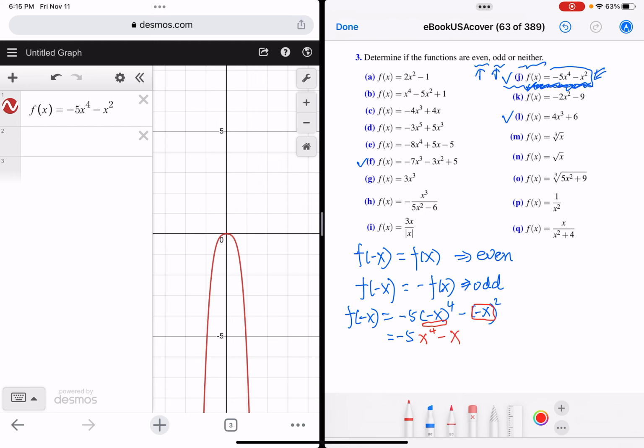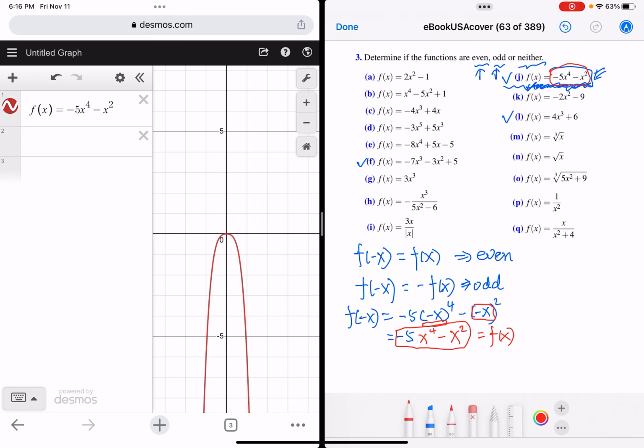So we have this. By looking at the big quantity here, you know that's identical to the one right here. So then we can conclude f of negative x equals f of x. They are the same.